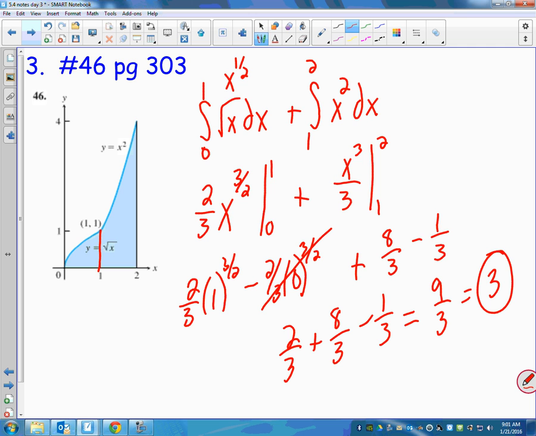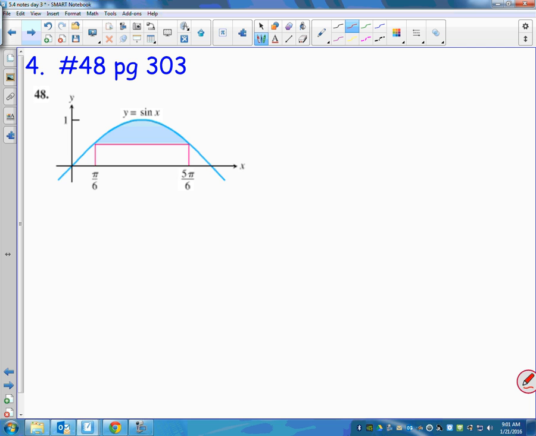Alright, what about the next one? I want you to think about this one first. This one says, again, find the area of the shaded region. So I don't know if you can see the shaded region on yours as well as you can see it up here. But the shaded region is just this part of the graph. So we want to think about how we could set up an integral to find the area of the shaded region.